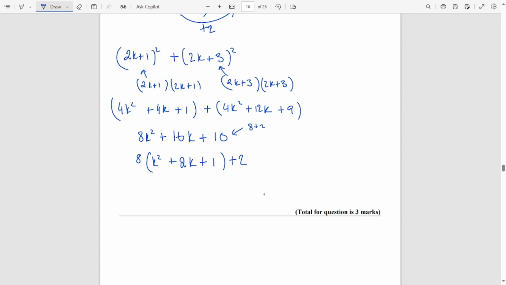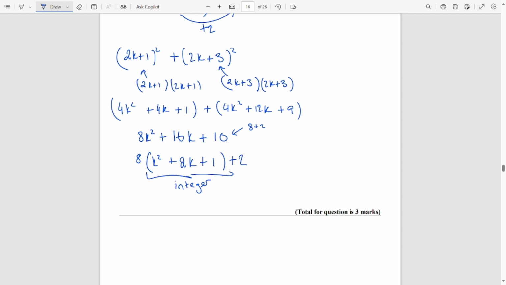I can see now k is an integer, and so therefore this thing here, the bit in the brackets, is an integer. And if you multiply an integer by 8, it's definitely a multiple of 8, and then if I add on 2, it is 2 more. So if I take this whole thing and divide it by 8, the remainder would be 2. My examiner won't think this is enough.